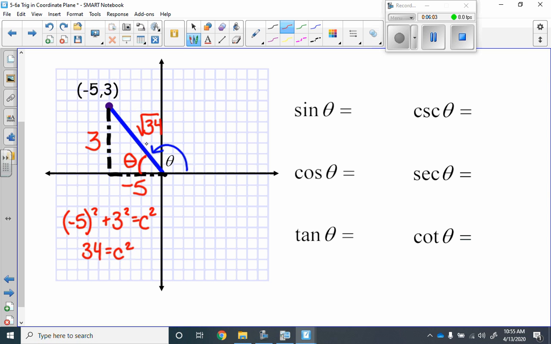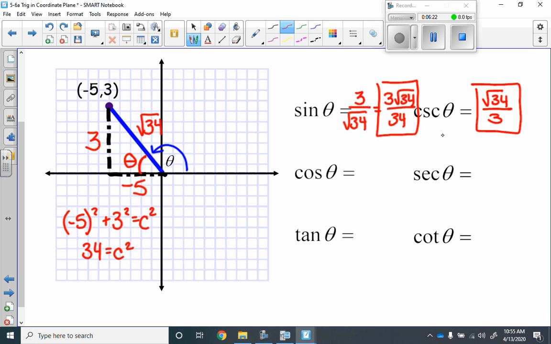So with our sine value then, sine is opposite over hypotenuse, so I have 3 over the square root of 34. Rationalize it, we get 3 square roots of 34 over 34. Cosecant, we get the reciprocal of that, square root of 34 over 3. Now, those are no different than the ones that we saw in the past problem.